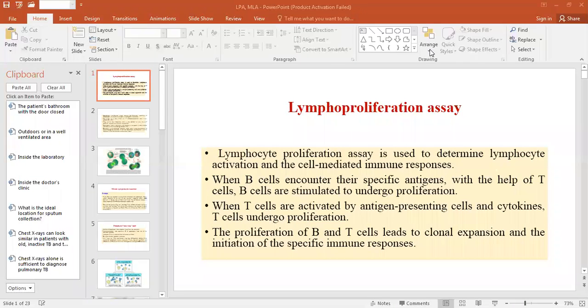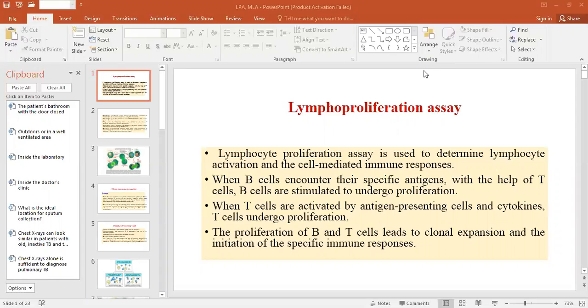Dear students, today I am going to discuss the topics lymphoproliferation assay, mixed lymphocyte reaction, then transgenic mice and knockout mice. First, I will start with lymphoproliferation assay.